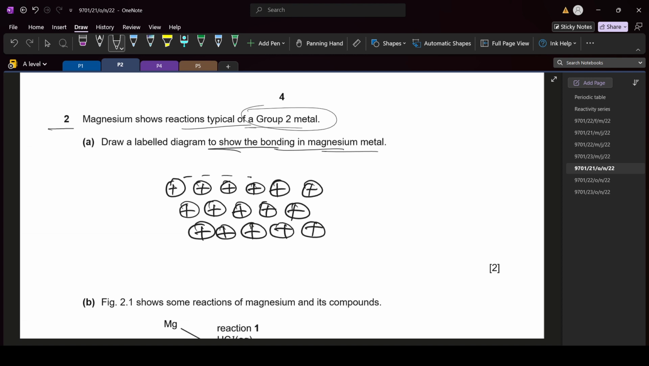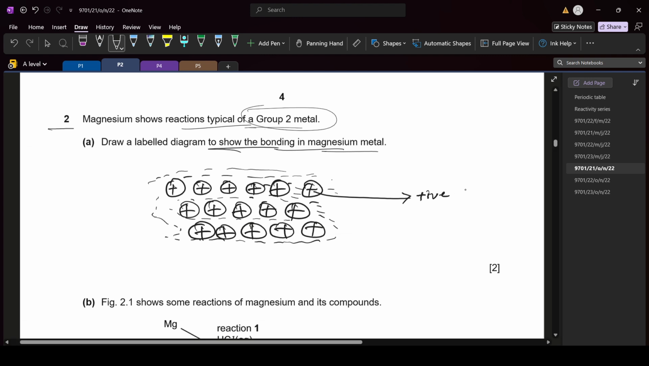And these are your free electrons. This minus charge is your free electrons. So these are positively charged ions, positive ions, and these are your free or delocalized electrons.